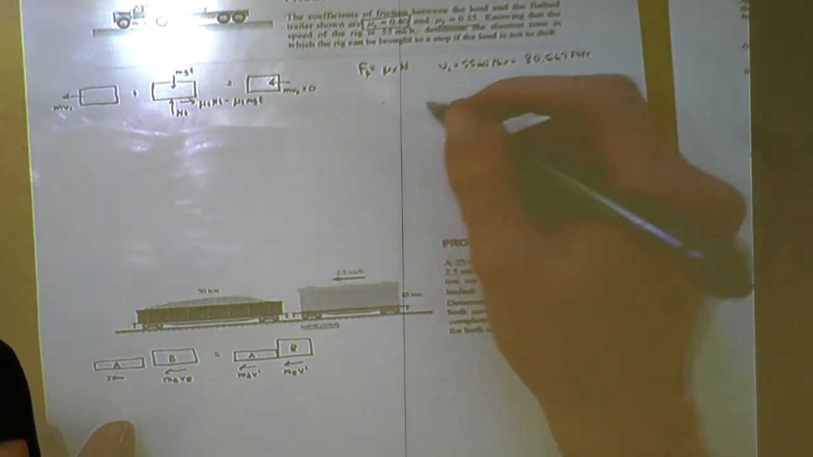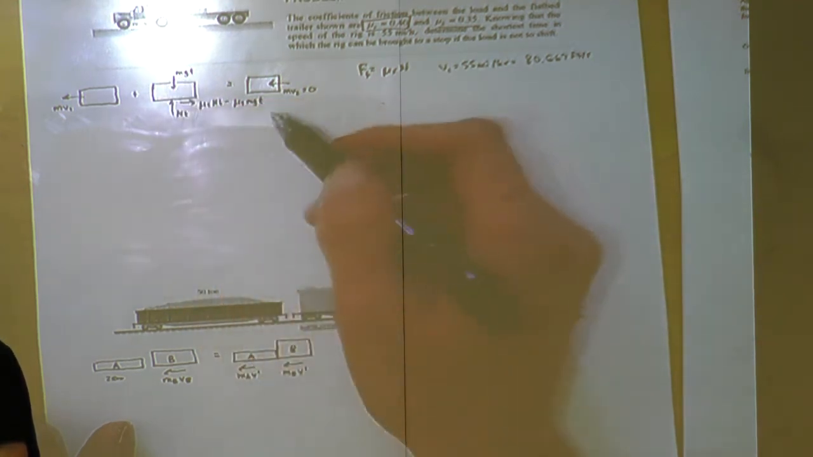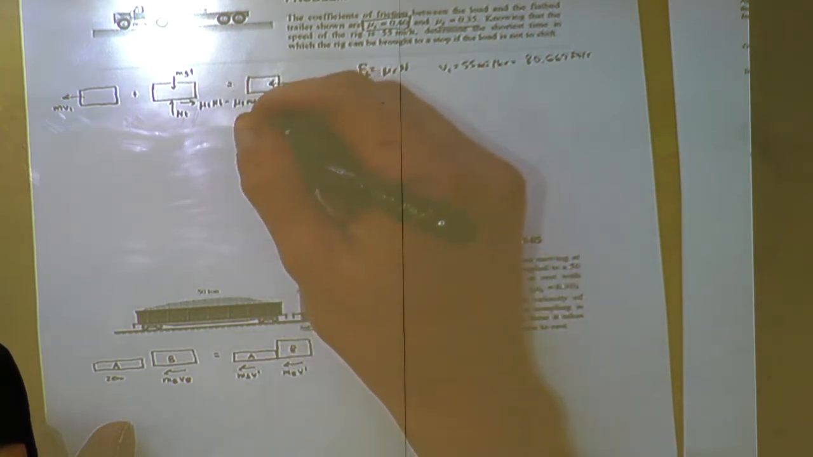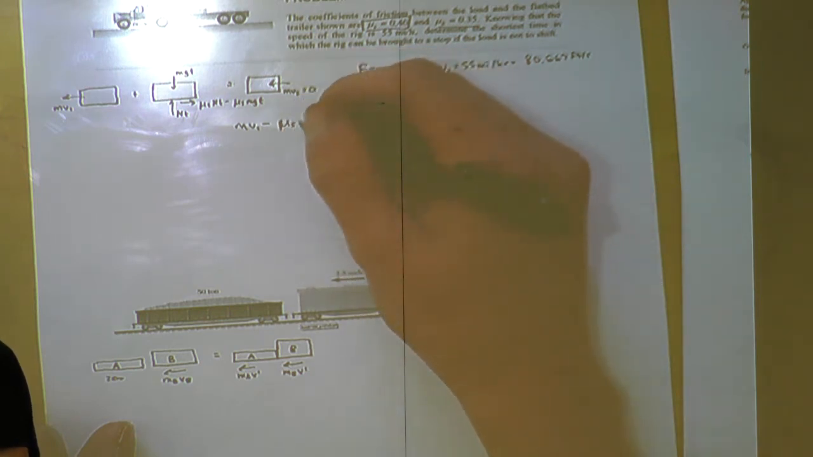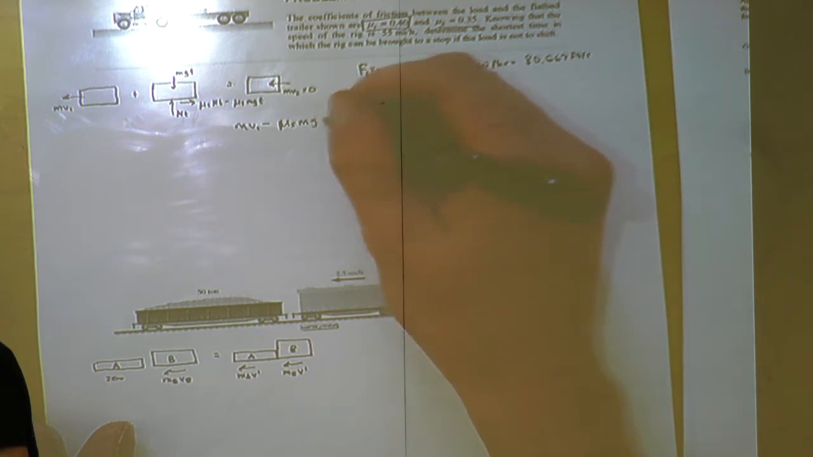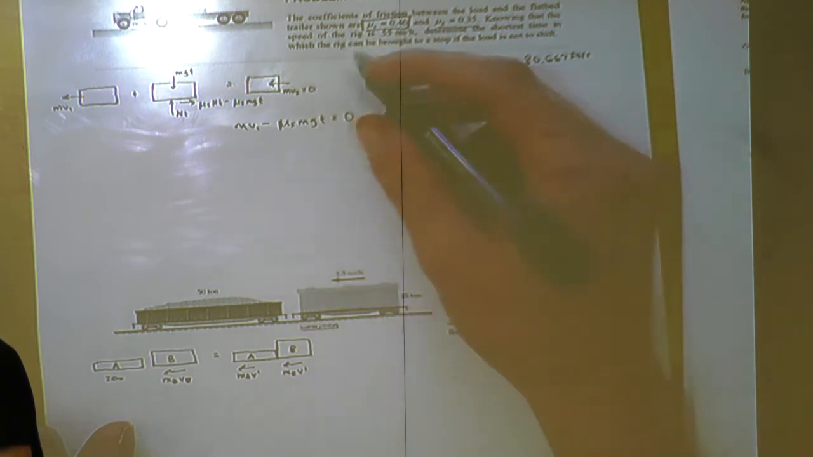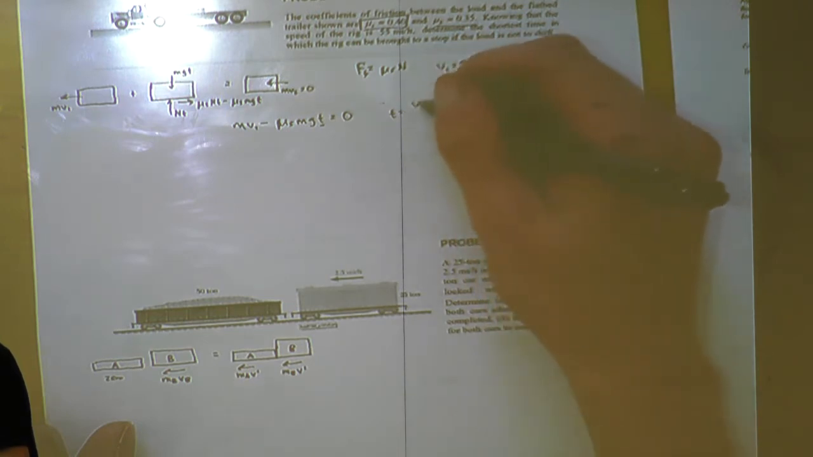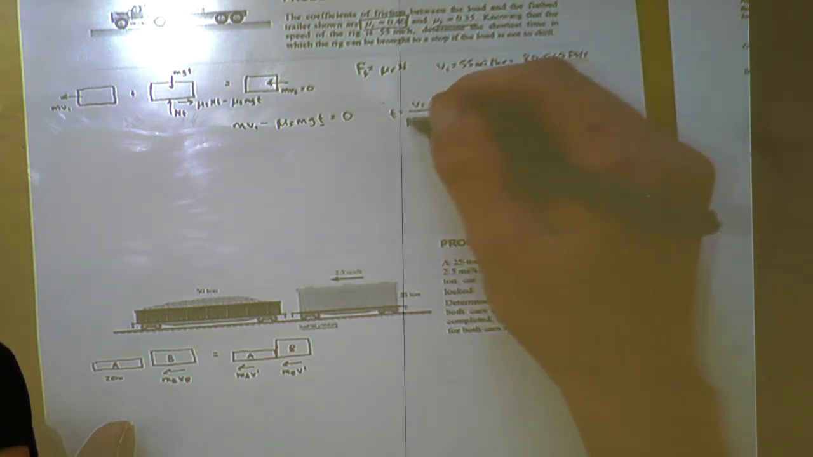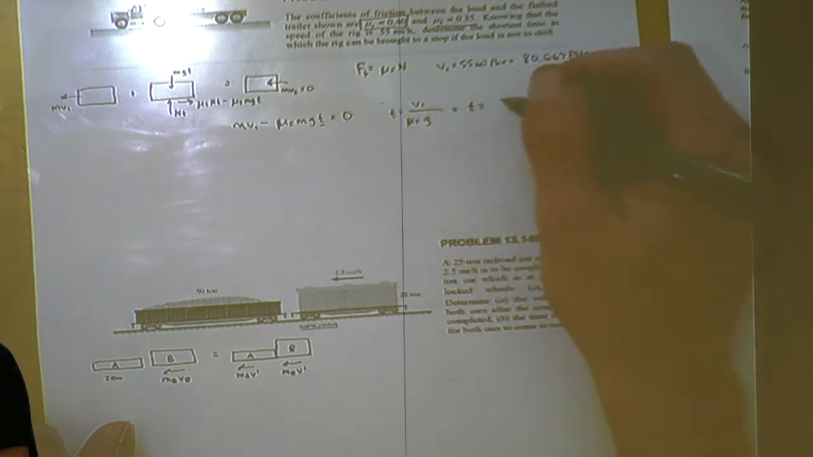And using this diagram here in the x direction, so we ignore these, we have mv1 minus coefficient of static friction times the mass times gravity and the time is equal to 0, the stop condition at the end. And solving for t, it's going to be v1 over coefficient of static friction times gravity. That's going to give us t is equal to 6.26 seconds.